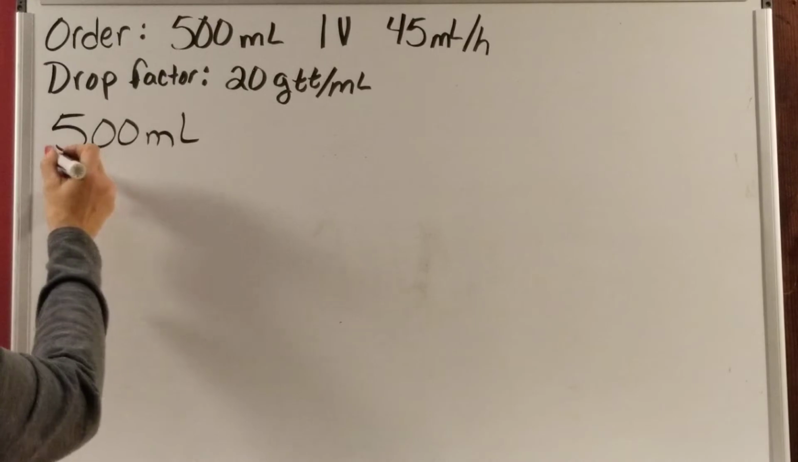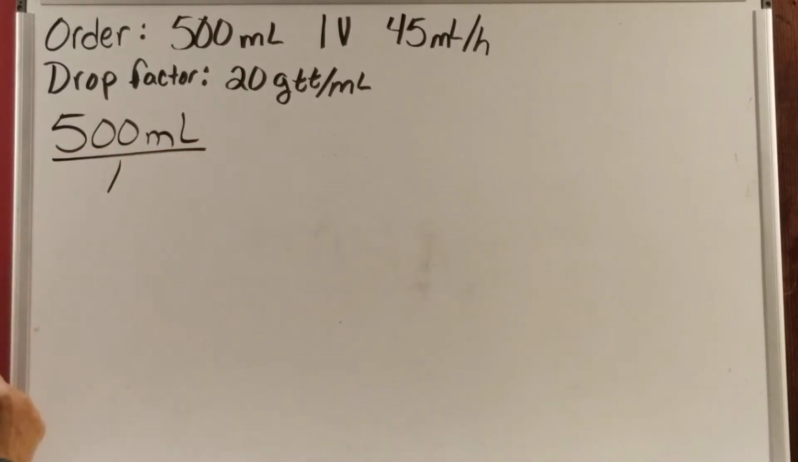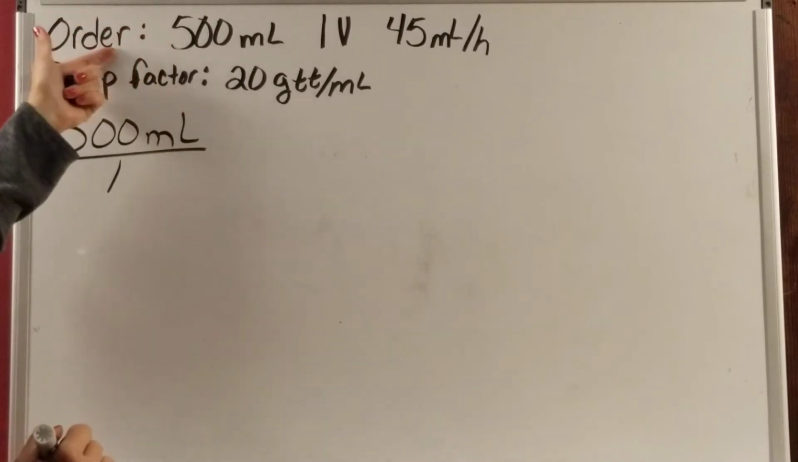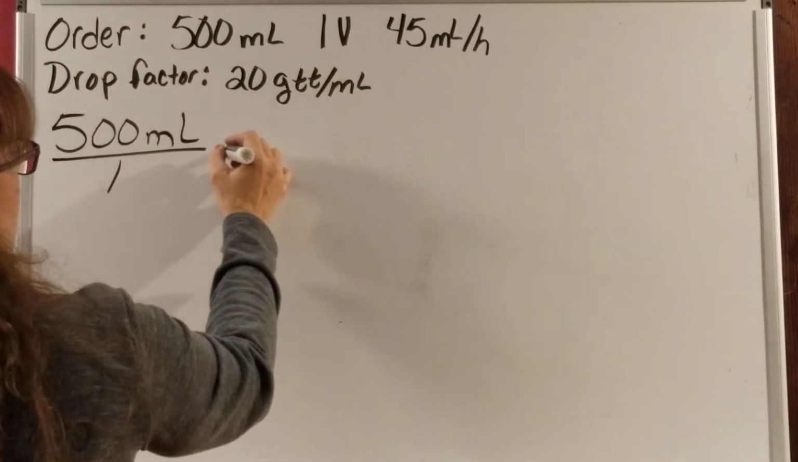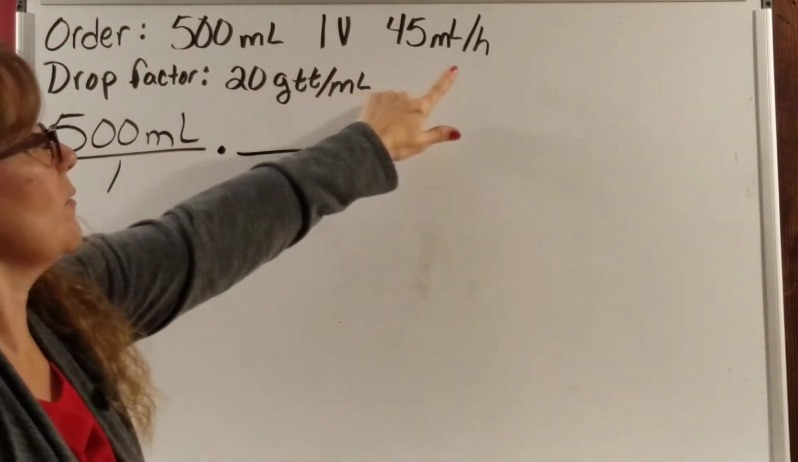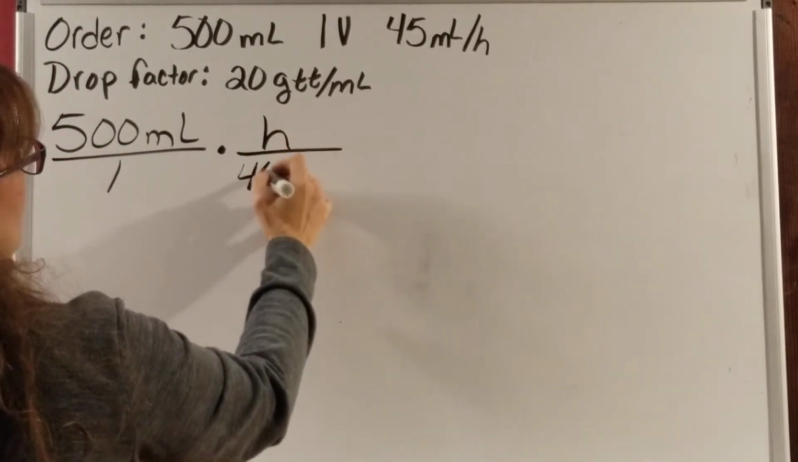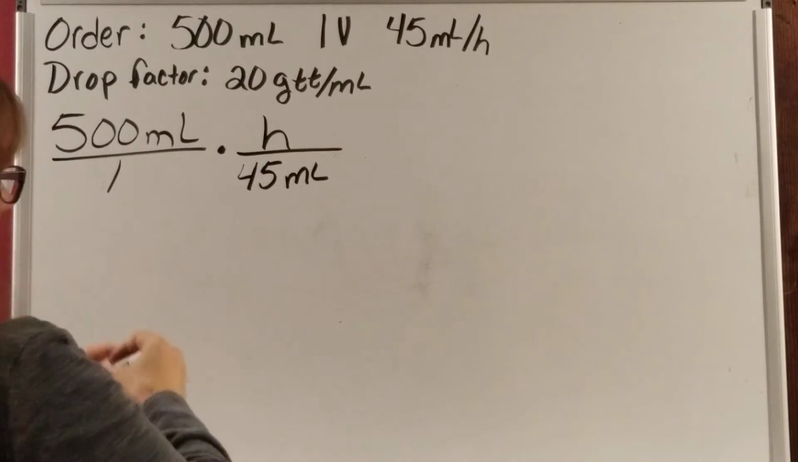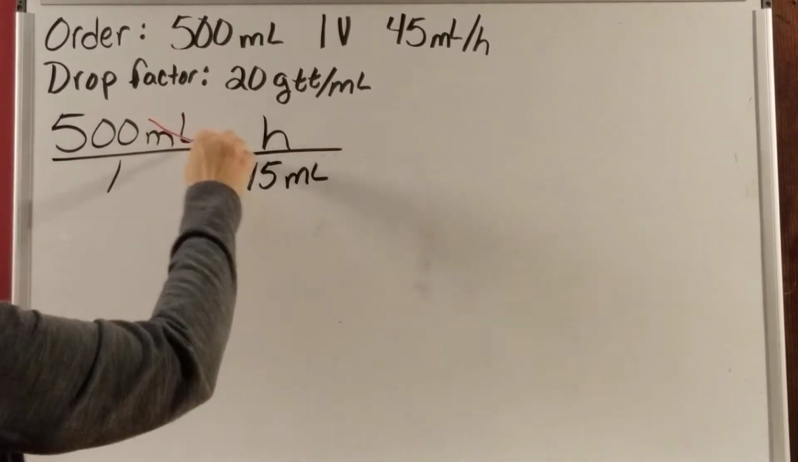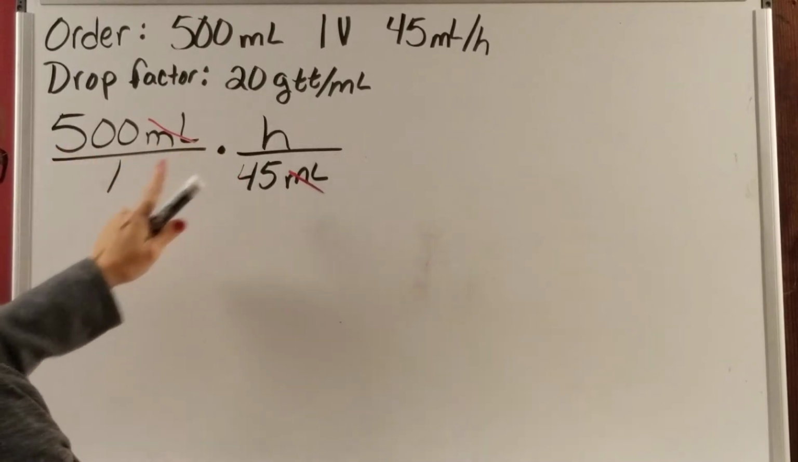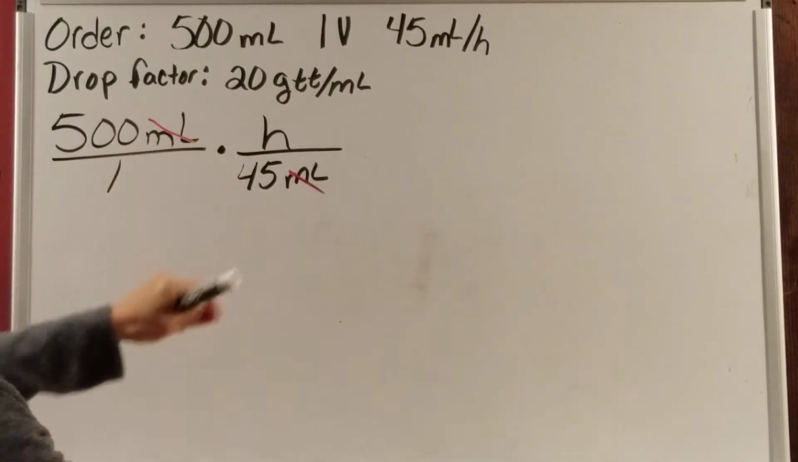So let's solve for the infusion time, how long you're going to infuse for. You got the 500 milliliter from the order times my flow rate, and we're solving for time. So I'm going to put the H on top and the 45 milliliters on bottom. And I'm able to mark out my milliliters. Now we have 500 times 1 divided by 1 times 45.